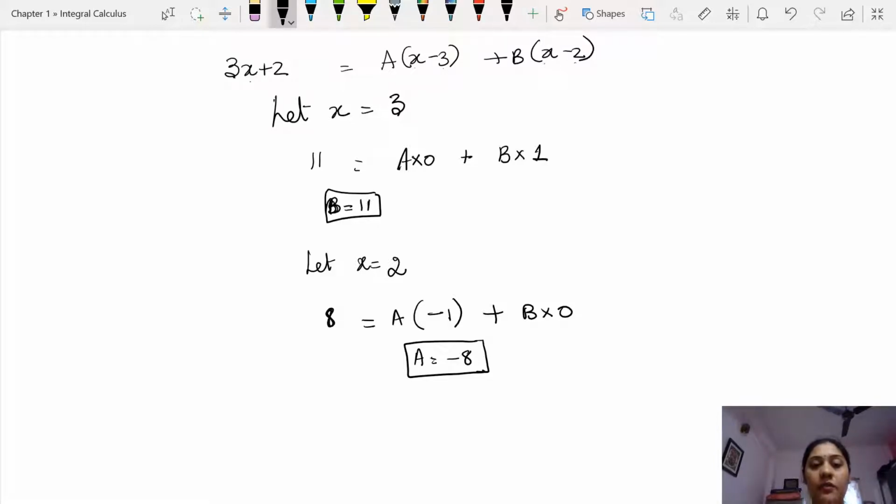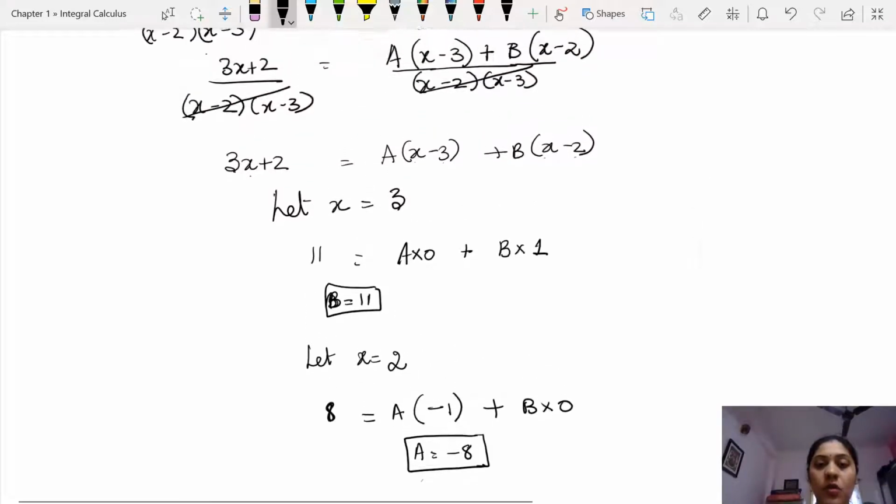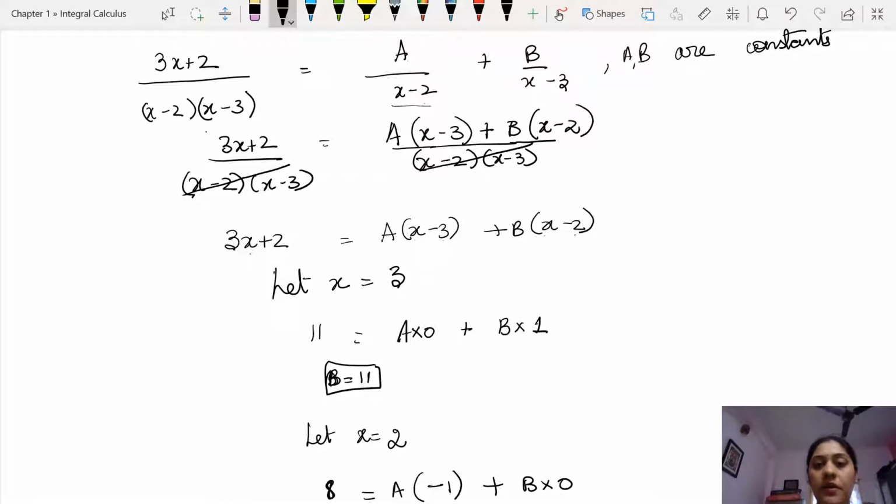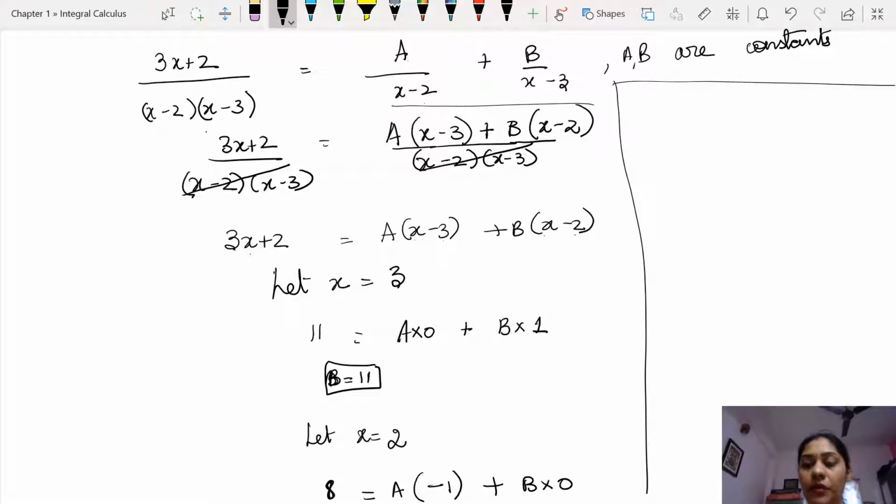So we have the value of B, we have the value of A. Now what happens next is we just go back to the original. This is the place and we substitute this. So let me show you here so that it is easy for you to follow.